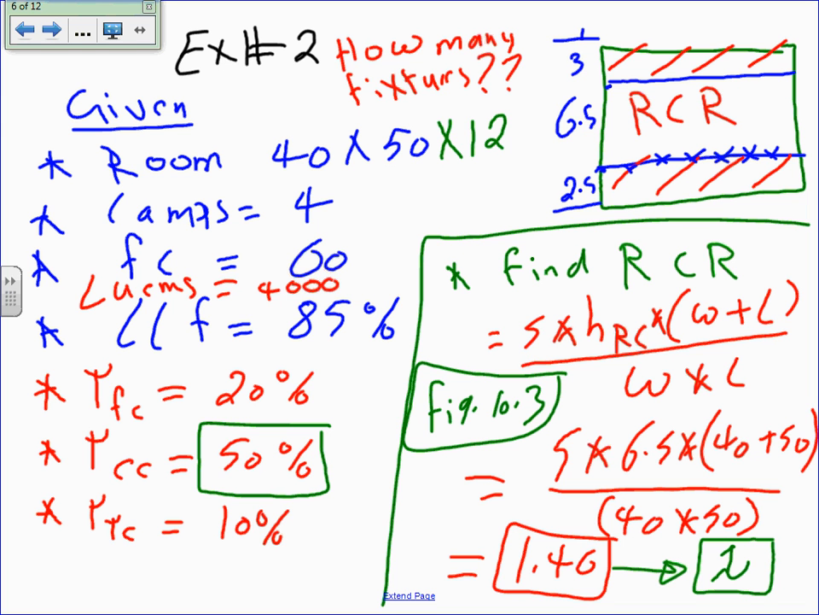And I'm giving you all the foot candles. The lumens is 4,000, the foot candle 60. Losses is 85. And up to this point that is not enough. You can't solve the problem.